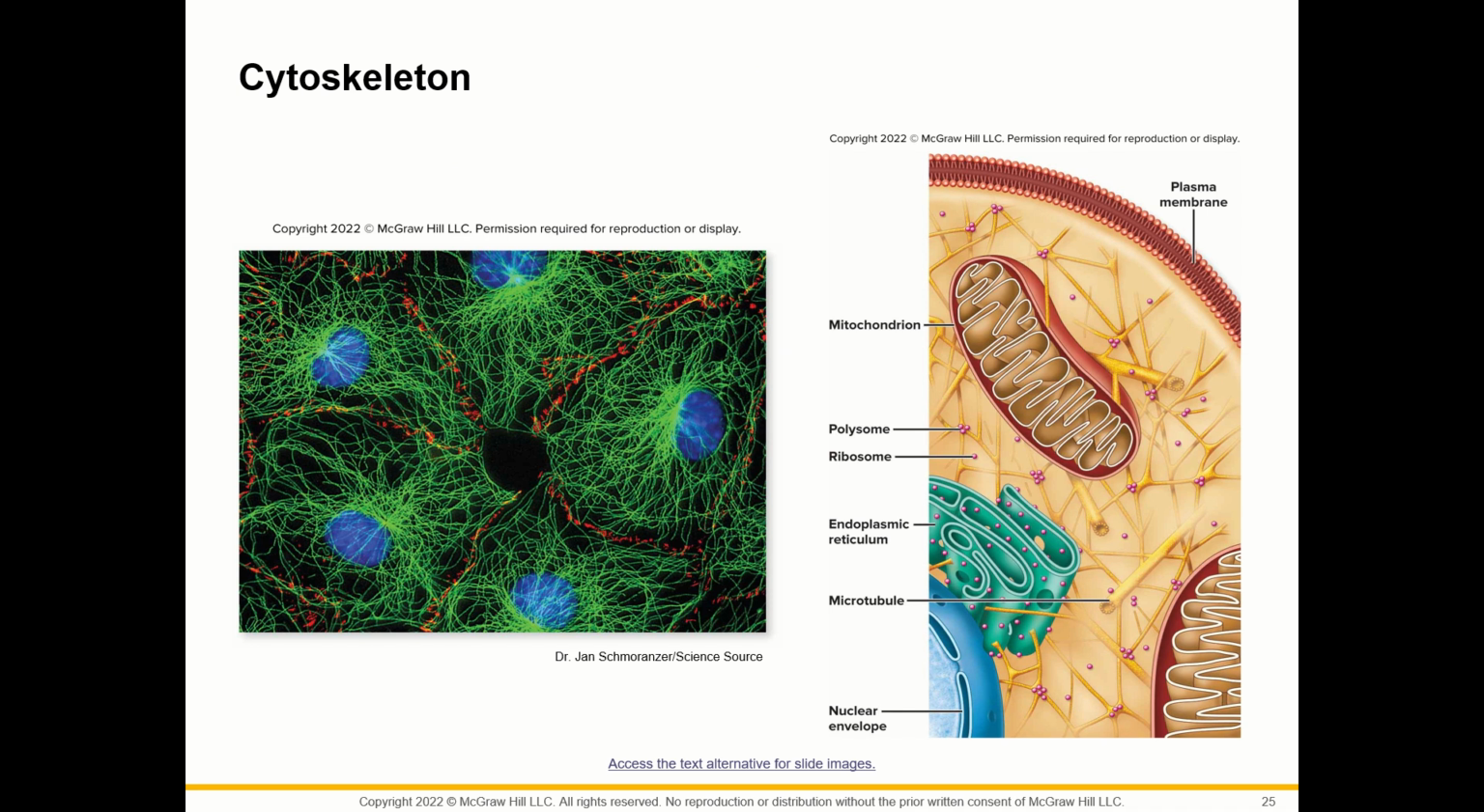Figure 3.7 shows an immunofluorescence micrograph showing the microtubules. In these fibroblast cells, the microtubules are green and the nuclei are blue. And then over here, in figure 3.8, we see the formation of the cytoskeleton by microtubules. The microtubules are also important in the motility or movement of the cell and the movement of materials within the cell.